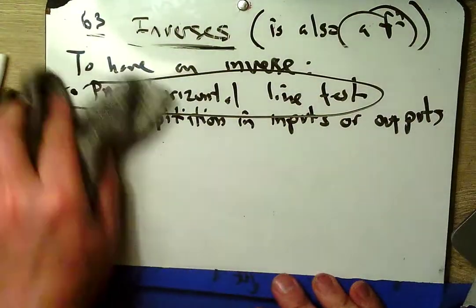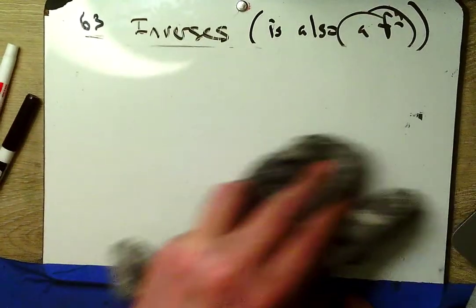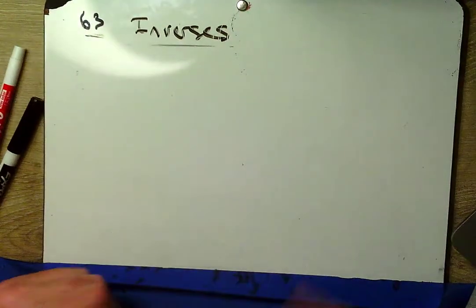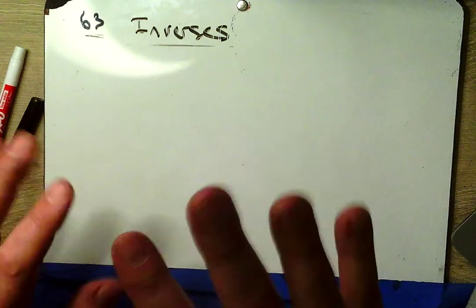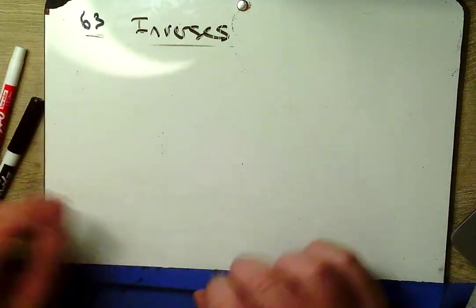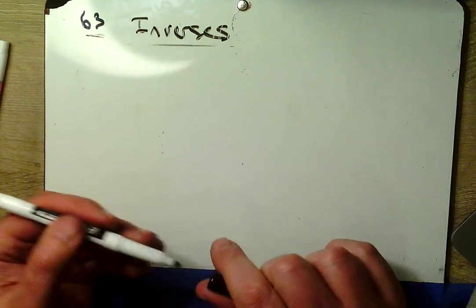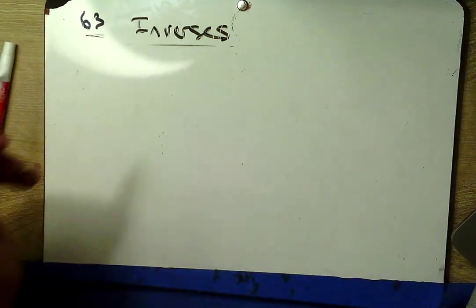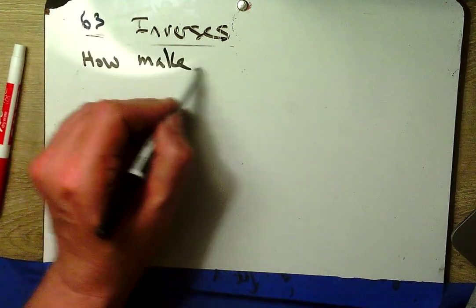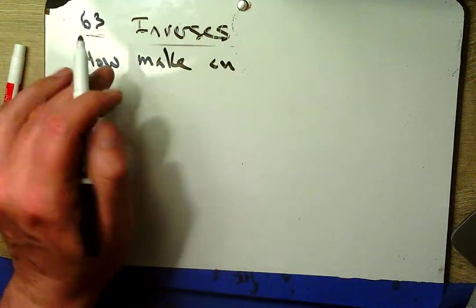Okay. So I know a function is one-to-one. I know a function has an inverse if the function passes the horizontal line test, if there's no repetition in the domain or range. But how do I make an inverse?